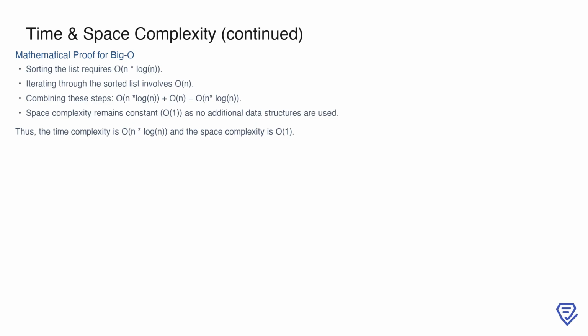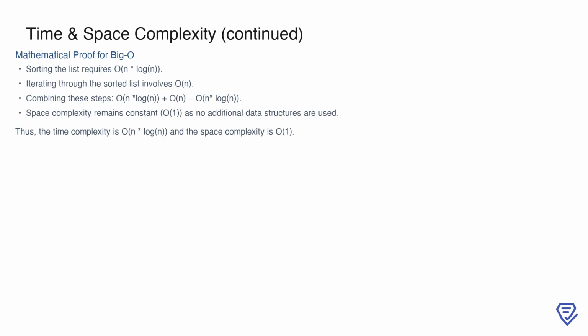Finally, let's summarize the mathematical justification for the big O analysis. Sorting the array takes O(n log n), and iterating through it requires an additional O(n). When combining these two steps, we add their complexities, O(n log n) plus O(n). Since O(n log n) grows faster than O(n), the total time complexity simplifies to O(n log n). For space complexity, no extra memory is allocated beyond the input array and a few auxiliary variables, keeping it constant at O(1).